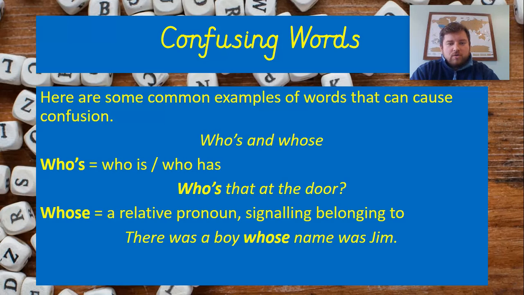So we've got who's and whose. You can hear they sound the same, but they are spelt differently and they have a different meaning. Who's with an apostrophe is who is or who has. So who's that at the door could be written who is at the door, and the apostrophe represents the contraction of who is or who has. Whose as one whole word without an apostrophe is a relative pronoun, and this signals belonging to. So there was a boy whose name was Jim. Jim, the name belongs to the boy.